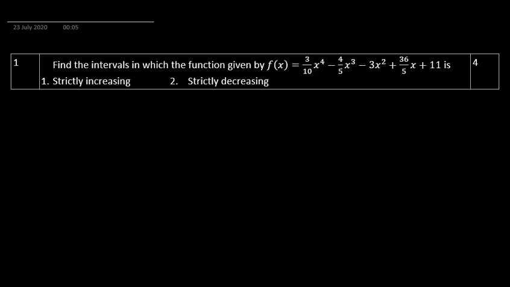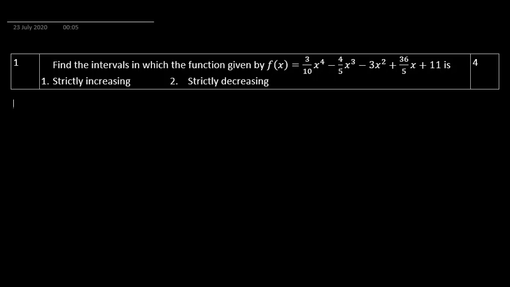decreasing. Now for that, what we have to do? We have to find a derivative, and we have to equate that derivative with 0, and we find the critical points. Then we decide some intervals, and in those intervals, if the derivative is less than 0, then it is strictly decreasing, and if the derivative is more than 0, then it is strictly increasing. So let us begin.